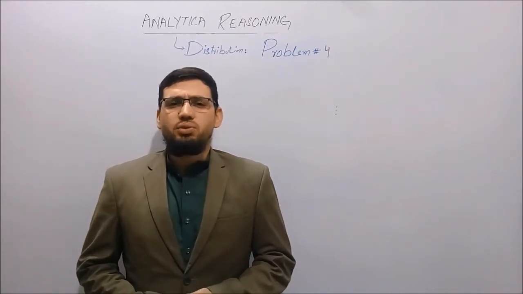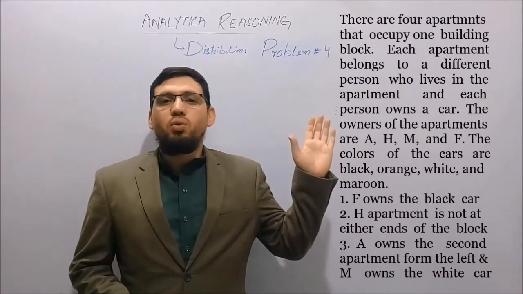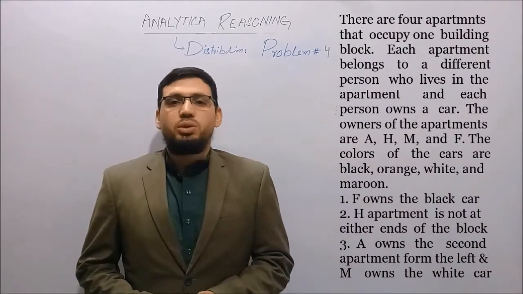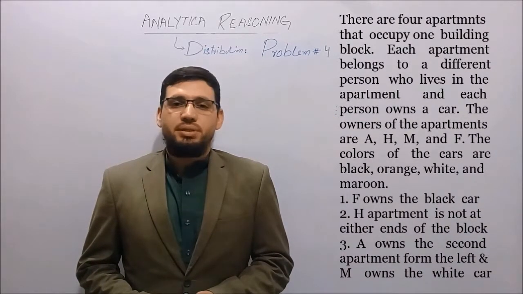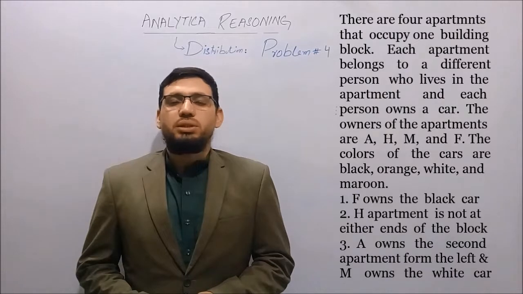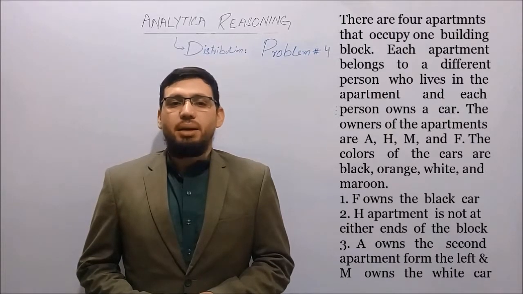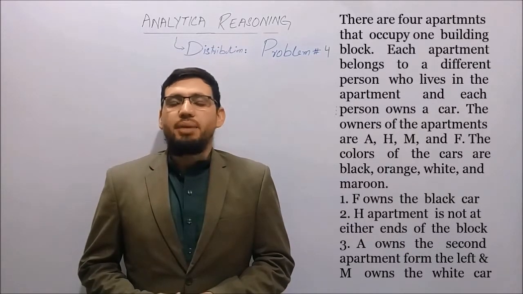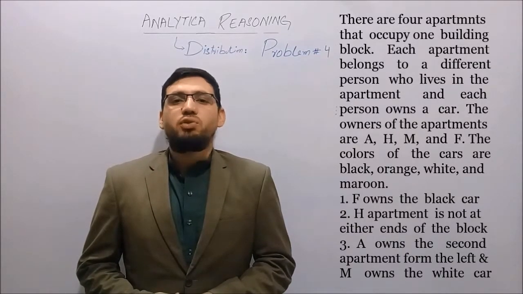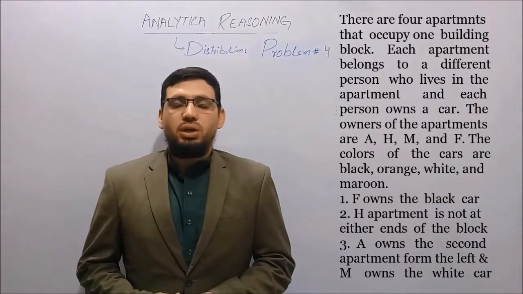The case we have today is that there are 4 apartments in a building which belong to 4 different persons, and each of them has a car as well. The names of the individuals are A, H, M and F, and the colors of their cars are black, orange, white and maroon. Now we have to find out which car along with which apartment belongs to which person.